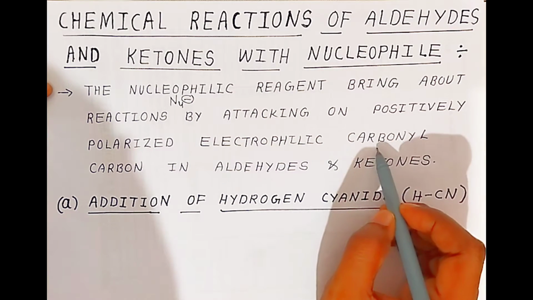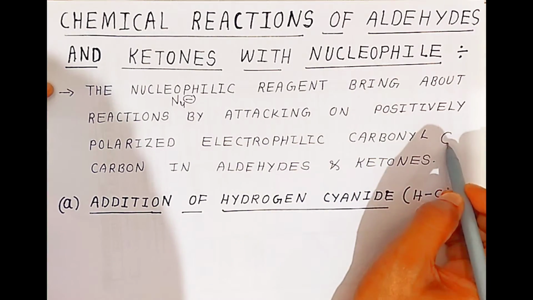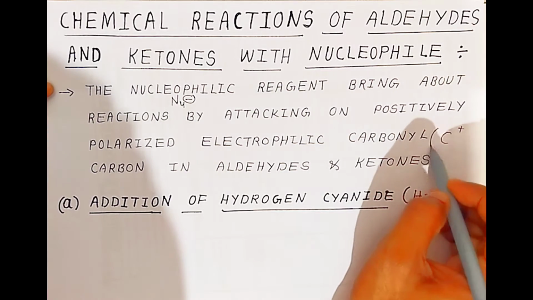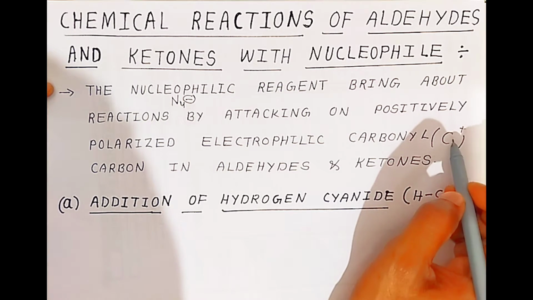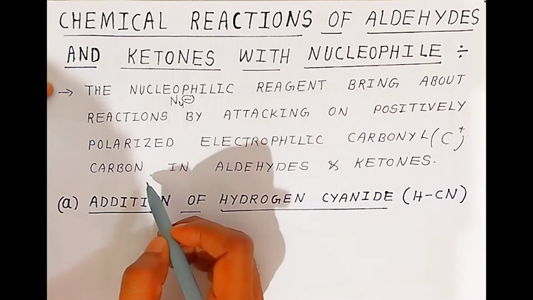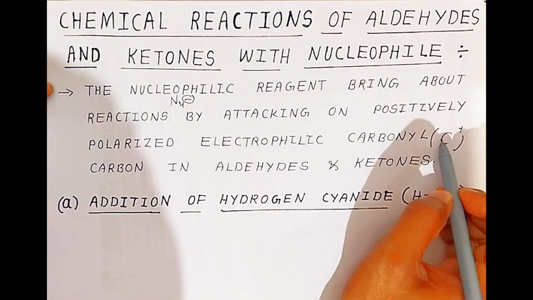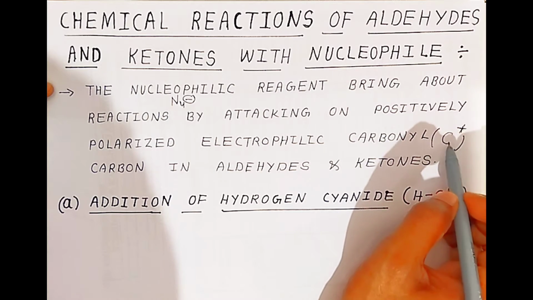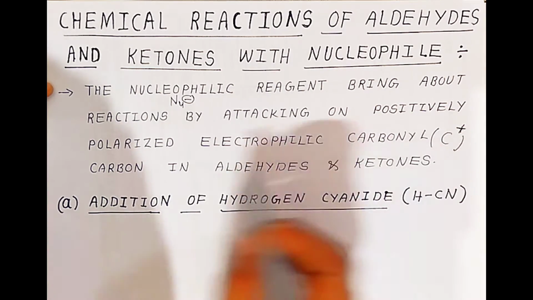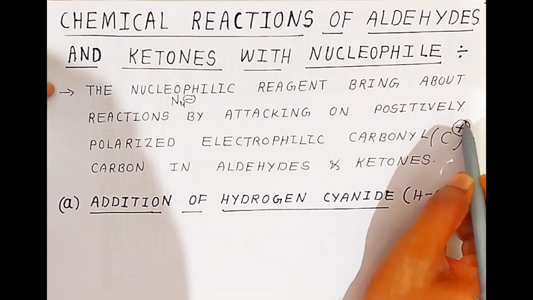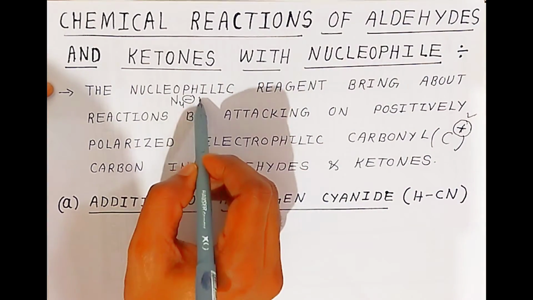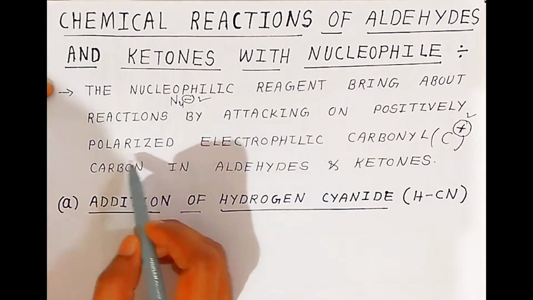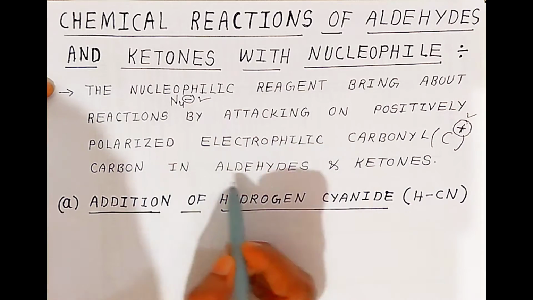Now here, students, we are talking about the positively polarized electrophilic carbonyl carbon. The carbon which has a positive charge is called the electrophilic carbonyl carbon. In aldehyde and ketone, you have an electrophilic carbonyl carbon which is always positive. Here the word positive is very important, students, and here it is negative. So a nucleophilic reagent brings about the reaction by attacking the positively polarized electrophilic carbonyl carbon in aldehyde and ketone.